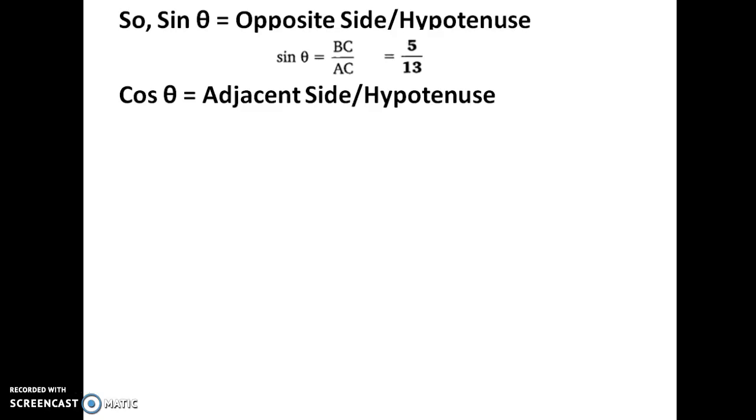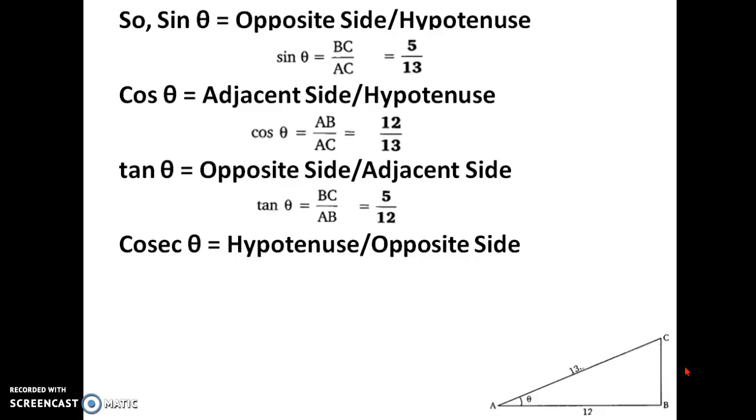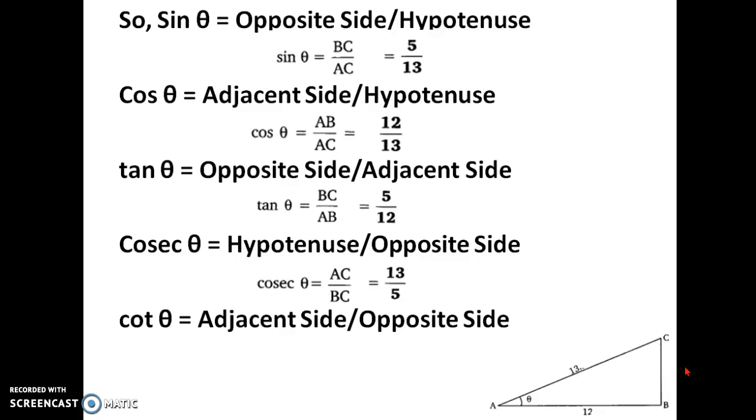Then sine is over. Now cos theta equal to adjacent by hypotenuse. So that is AB by AC, that is 12 by 13. Then tan theta is opposite by adjacent. Theta is here, opposite is BC and adjacent is AB. BC by AB, that is 5 by 12. Then cosecant is hypotenuse by opposite, that is AC by BC, so 13 by 5. Then secant we already got in the question itself. Cot theta is adjacent by opposite, that is AB by BC, equal to 12 by 5.